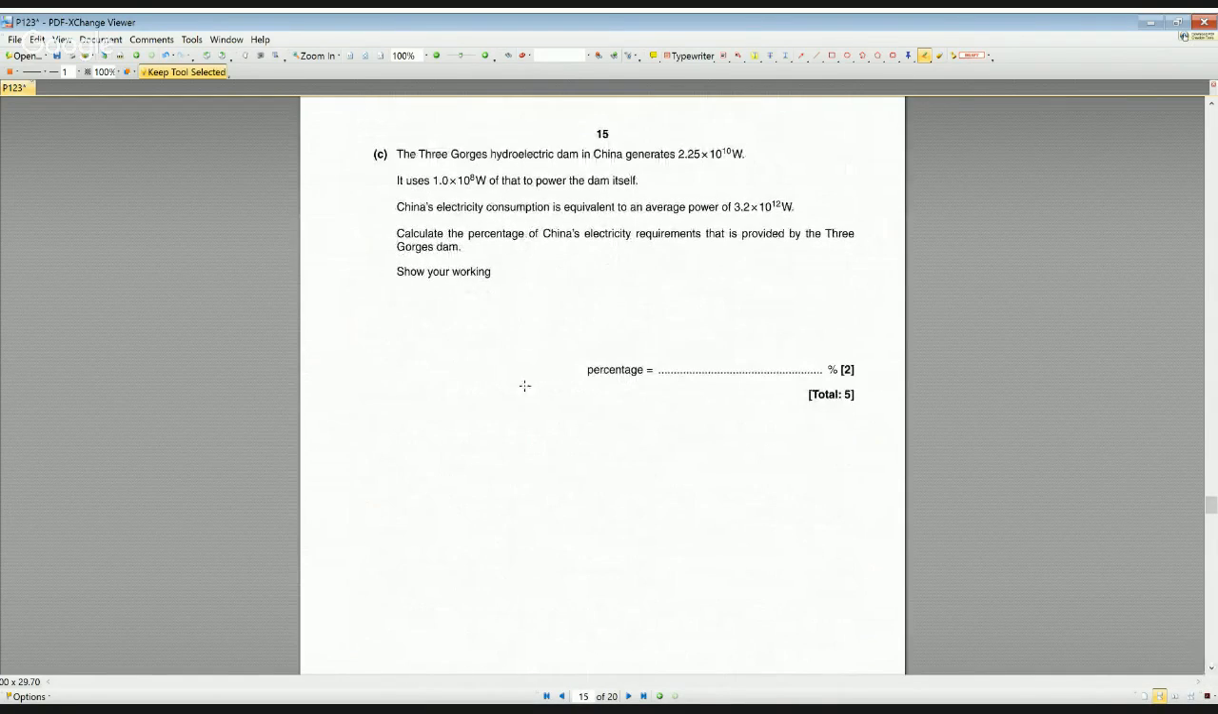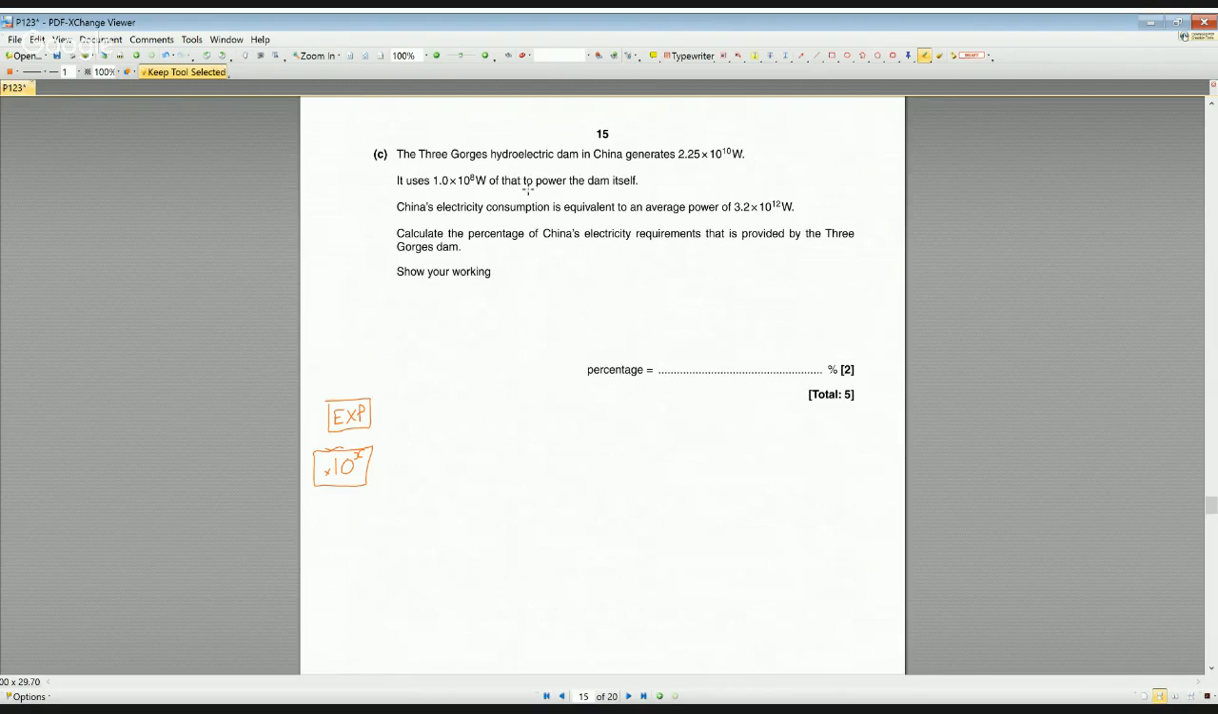Another numeracy question here for part C. There have been quite a few calculations in this paper. It says the Three Gorges hydroelectric dam in China generates 2.25 times 10 to the 10 watts. We're going to handle some standard form here. Make sure you know how to do this on your calculator first. There is a button that makes things easier. It will either say EXP on it, or more commonly on newer calculators, it will say times 10 to the X. Use that button rather than trying to do it the long way. Otherwise, you'll end up with some problems when you multiply and divide. So if you're not sure how to do that, check with someone first.